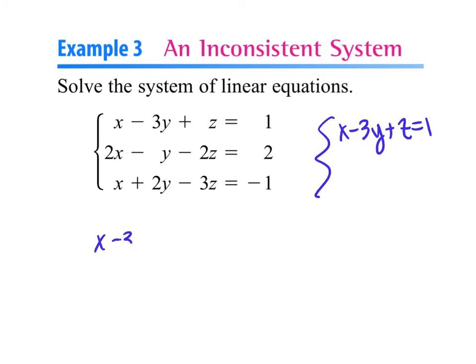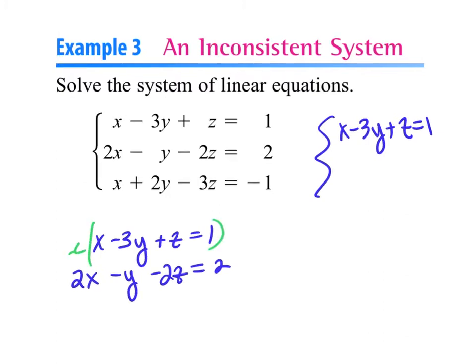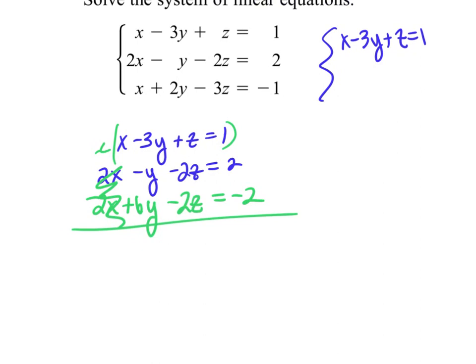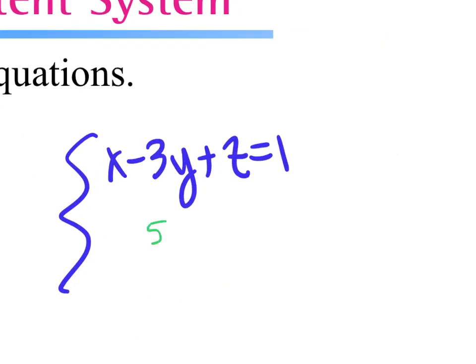So we're going to go through the whole process again. And on my second equation, okay, how do I get rid of x? I'm going to multiply by negative 2. So we have negative 2x plus 6y minus 2z equals negative 2. X's cancel out. What do we have? 5y minus 4z. Okay, so there's my second. 5y minus 4z equals 0.